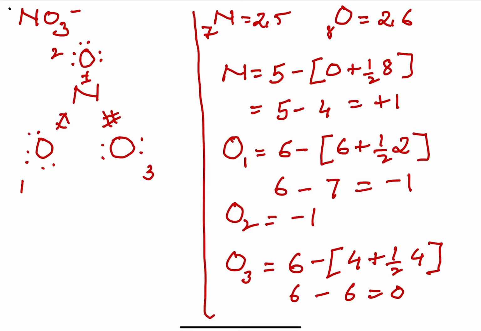So here we see nitrogen having a formal charge of plus 1 and the other two oxygens having formal charges of -1 and -1. So -2 plus 1 gives an overall charge of -1. The formal charge of nitrogen is +1, of oxygen with a single bond is -1, and of oxygen with a double bond is 0. I hope you have understood how to calculate the formal charges.